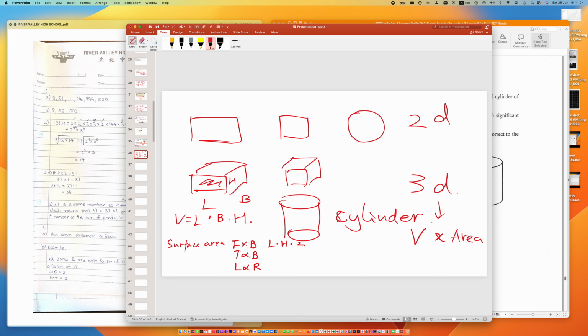Then for the top and the bottom, top means L and B, so it's L times B times 2. For the left and the right, it's H and B, so H times B times 2. After that, I just add these three up, and that will give me the surface area. I'm assuming it's a six-surface one. I know some don't have the top lid, so without the top lid, you just ignore the top surface. For a cube, it works the same way.